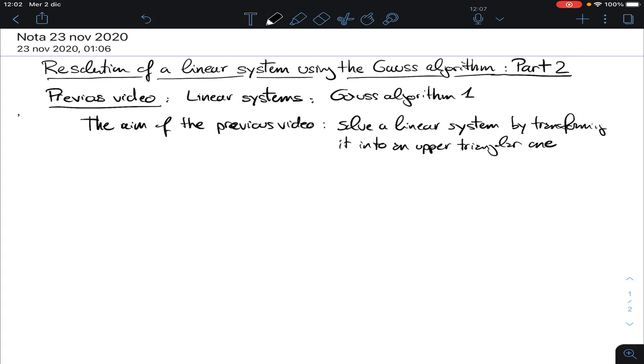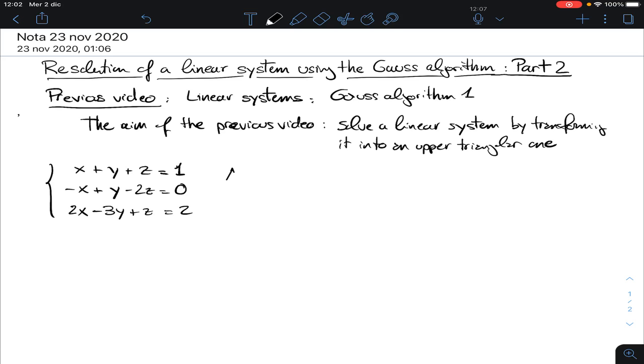I'm going to show you this by means of the same example I used in the last video, so the result will clearly be the same. Let me recall the example. We had a linear system of three equations in three variables x, y, and z. The first equation is x plus y plus z equals 1. The second equation was minus x plus y minus 2z equals 0. And the last equation was 2x minus 3y plus z equals 2.